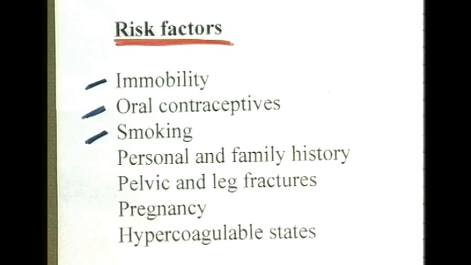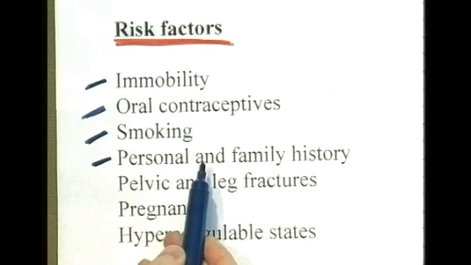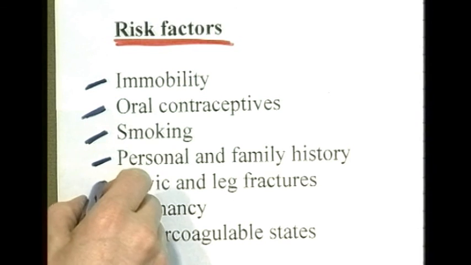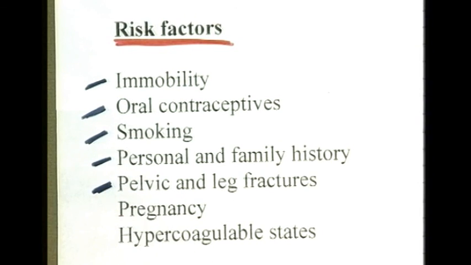Another risk factor is if an individual has had DVTs in the past, or if first-order relatives have had DVTs, because while these things aren't genetic, there probably is a tendency to run in families, and certainly some individuals seem prone to them for genetic reasons. They're particularly likely to occur if there's fractures of the pelvis or fractures of the leg.